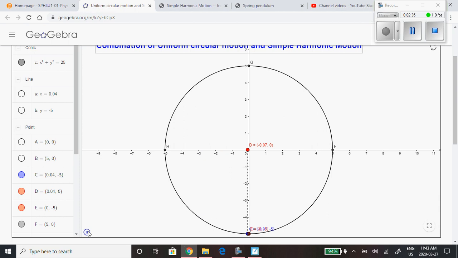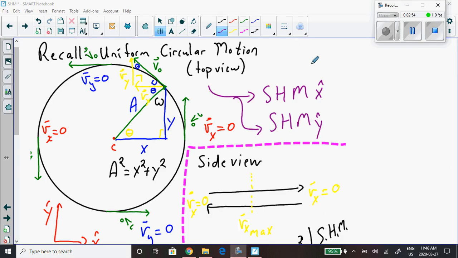simple harmonic motion Y. Sorry about that. So as I was saying, uniform circular motion is a combination of X component simple harmonic motion with Y component simple harmonic motion. So what we want to do now is really take a deep dive into the mathematics to prove the connection between uniform circular motion and simple harmonic motion.